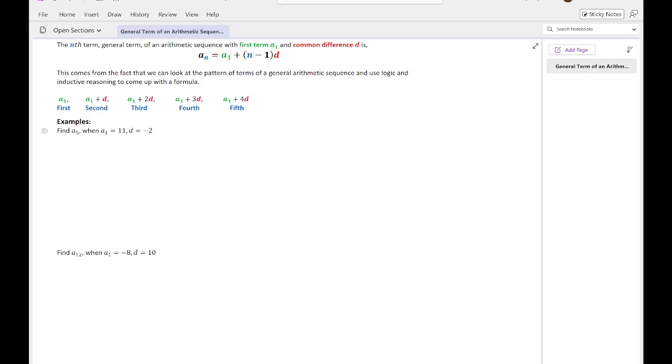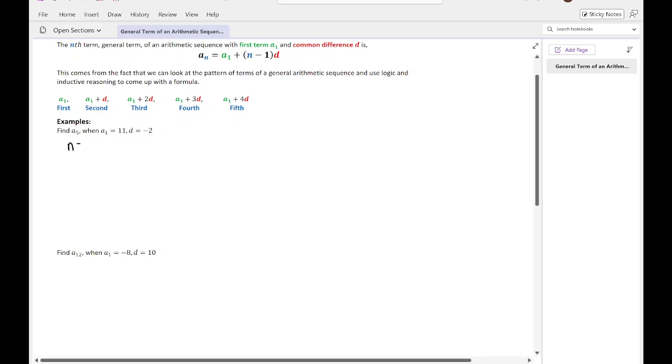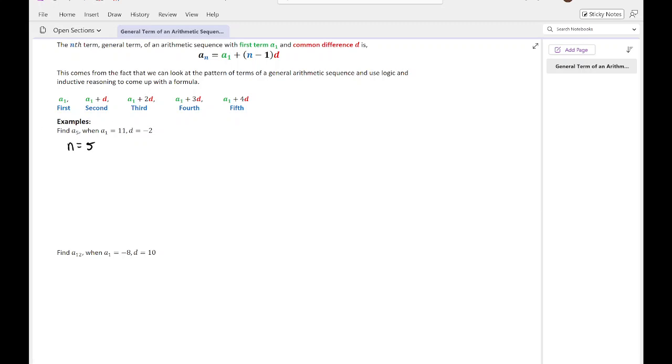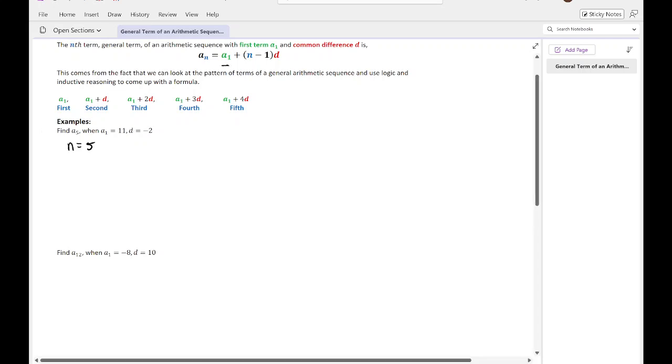So what we're going to do is write it out. n is going to be 5 because it's a sub n and this is a sub 5, so this is the nth term, the fifth term. A sub 1 is 11, d is negative 2, so we're going to plug everything into a sub 1, n, and d, and then work it out.